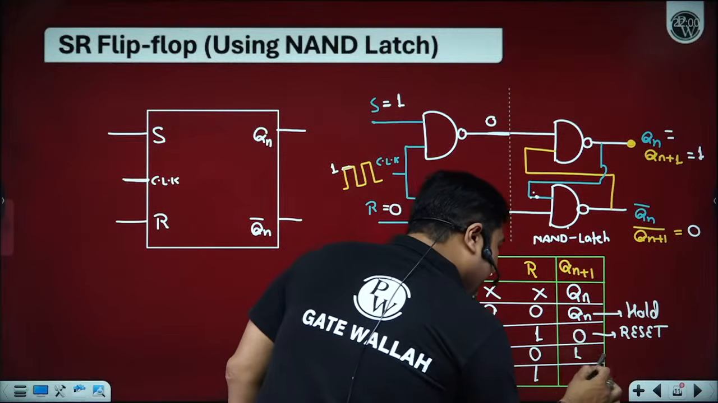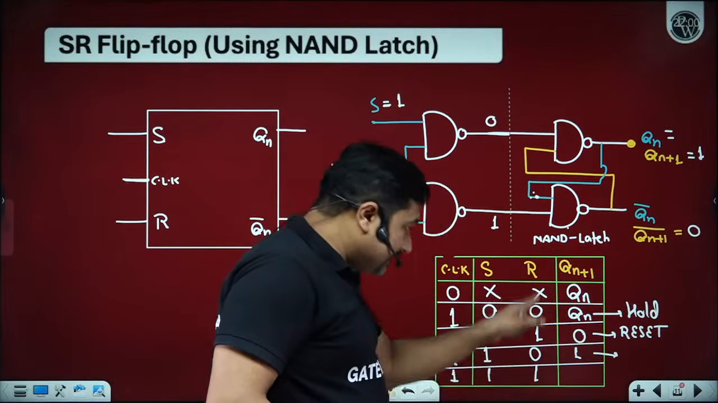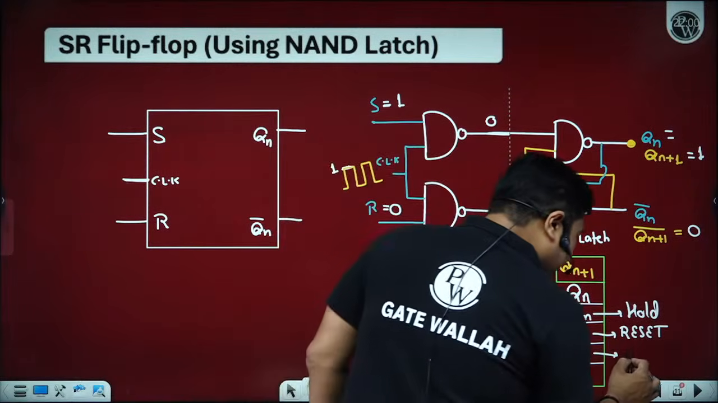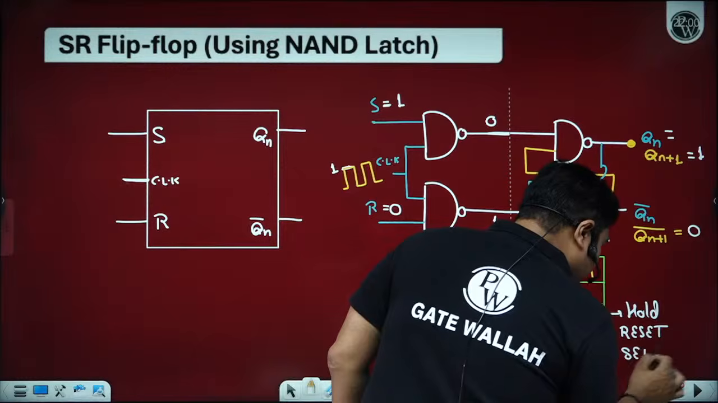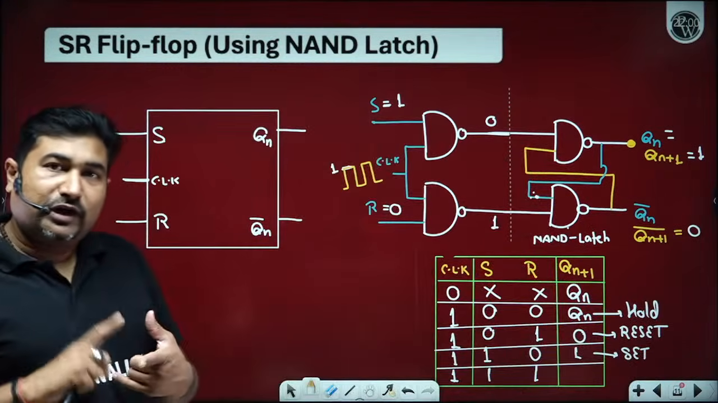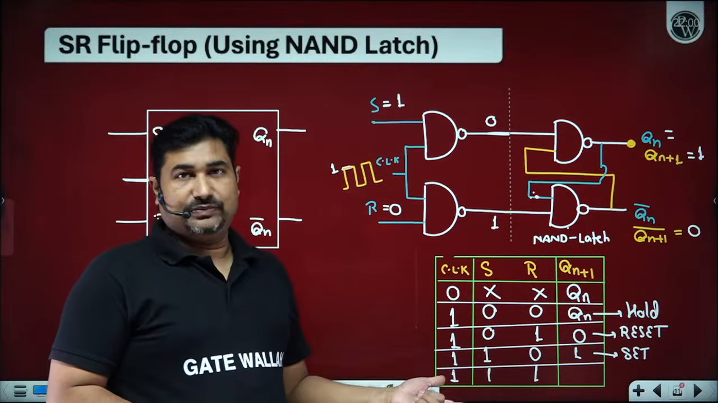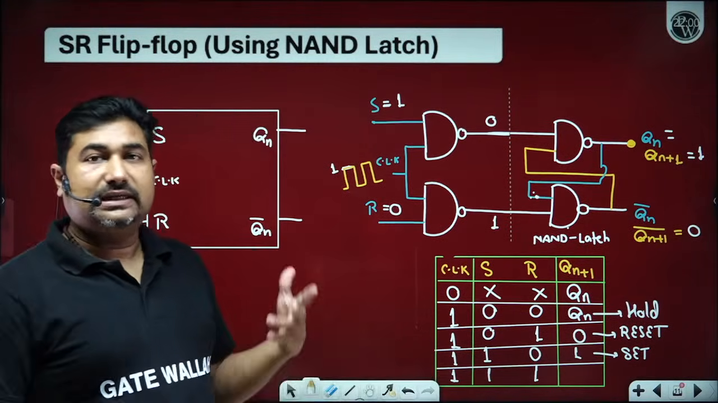It means when set is high and reset is low, again we are getting set. So for reset high, we are getting reset. For set high, we are getting set. Is it okay? That is why the name given is set reset flip-flop.